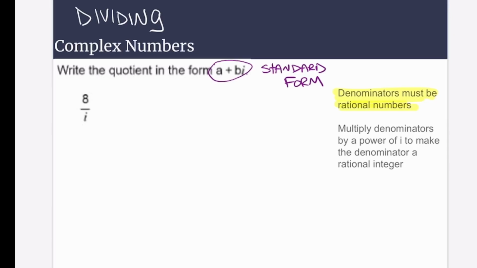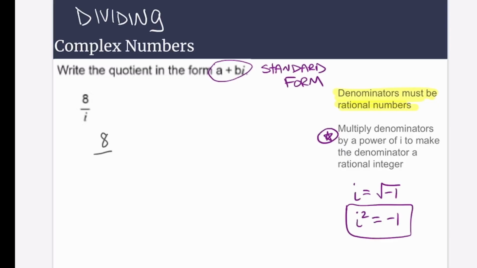So for imaginary numbers, we have to multiply by a power of i in order to make the denominator simple. A reminder, i is the square root of negative 1, and i squared is equal to negative 1. So if we can make our denominator have an i squared, we can change it to a number, an integer, and that'll change our problem.